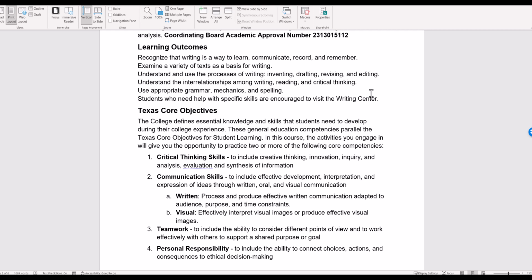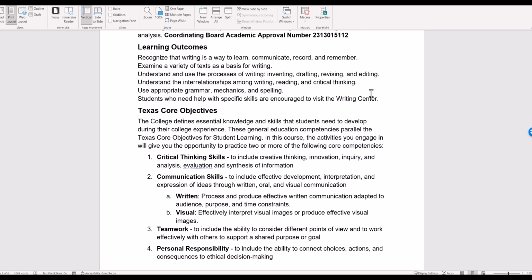The Texas Core Objectives. The college defines essential knowledge and skills that students need to develop during their college experience. These general education competencies parallel the Texas Core Objectives for student learning. In this course, the activities you engage in will give you the opportunity to practice 2 or more of the following core competencies. Critical thinking skills, to include creative thinking, innovation, inquiry, analysis, evaluation, and synthesis of information.